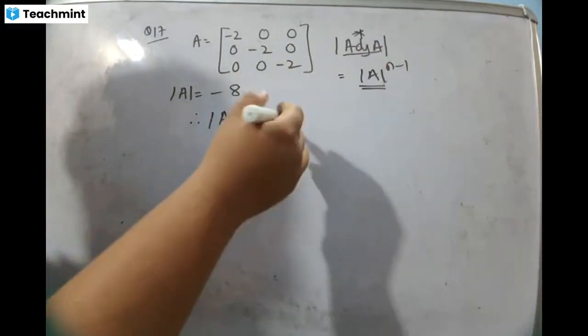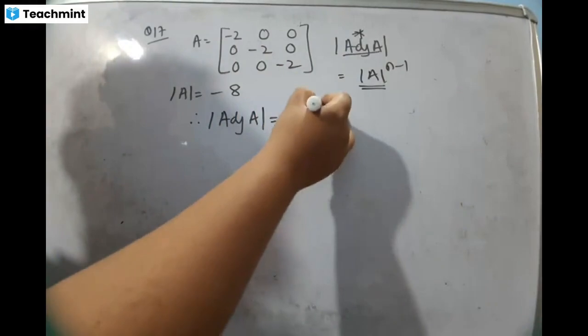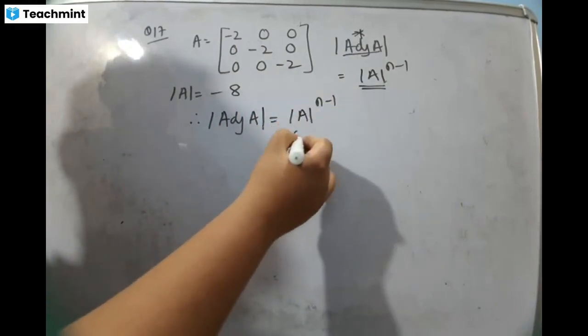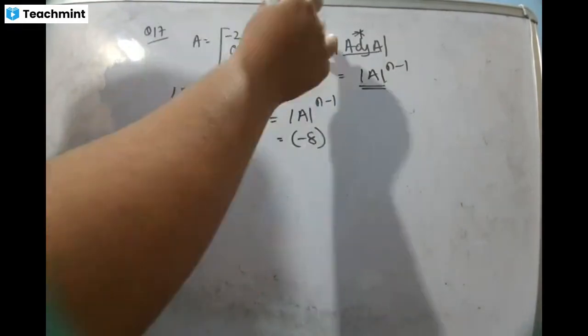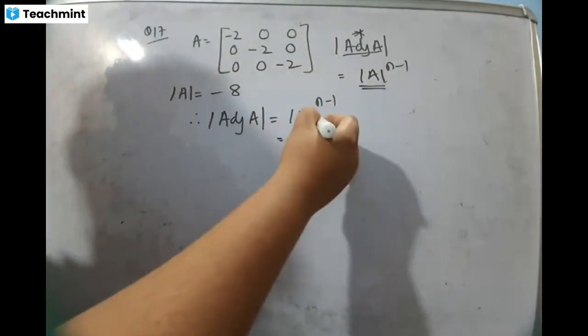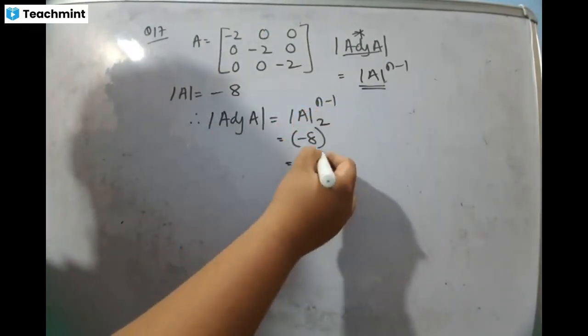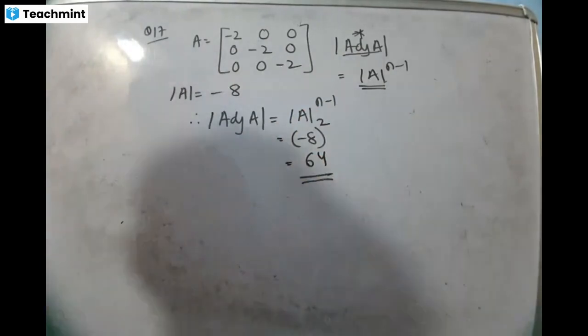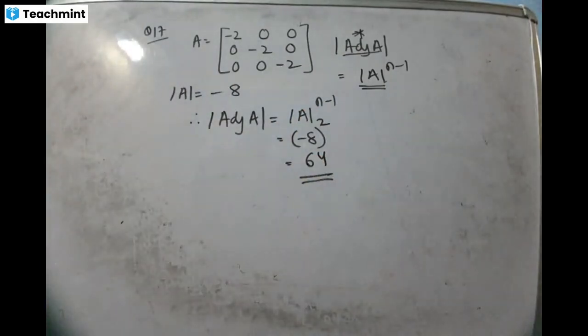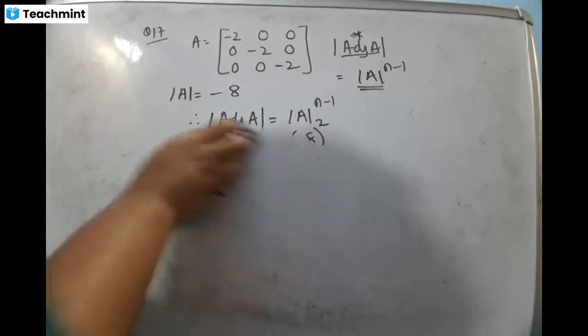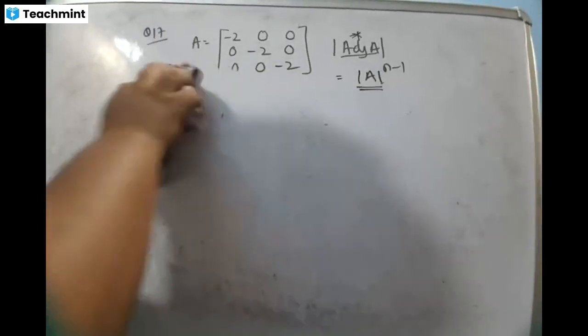So it is determinant A to the power n minus 1. Determinant A is minus 8, and the order n is 3, 3 rows and 3 columns. So 3 minus 1 is 2. So minus 8 squared, 8 8s are 64. So the determinant of the adjoint of this particular matrix is 64. So this one was question number 17, a very important question indeed.